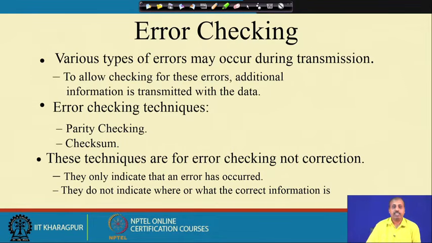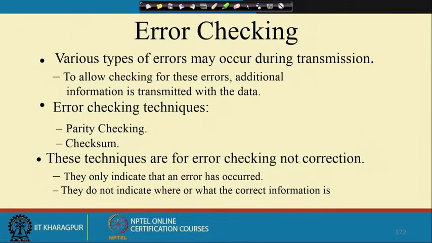Now, in the process some error may creep in, like when it is transmitted over a signal line, that signal line may get some error. So, how to get rid of those errors? We have to at least check for the error, and if we need to correct it, some additional information has to be transmitted for the correction; at least for checking also, it has to be transmitted. For error checking, there are well-known techniques like parity checking and checksum. These techniques are for error checking and not for correction.